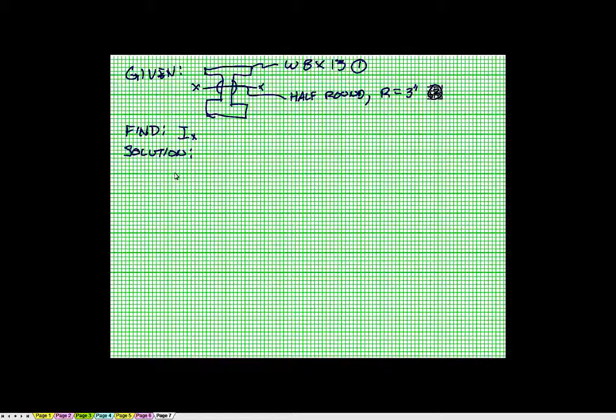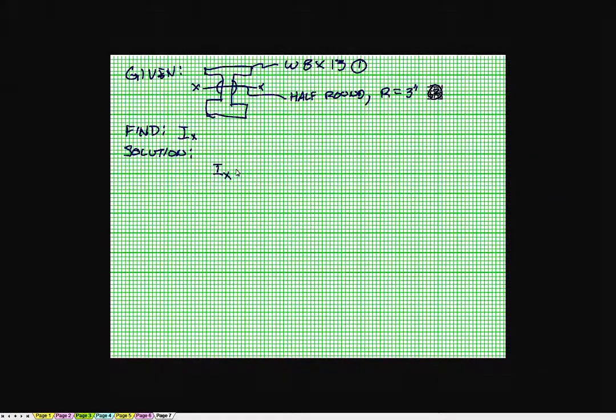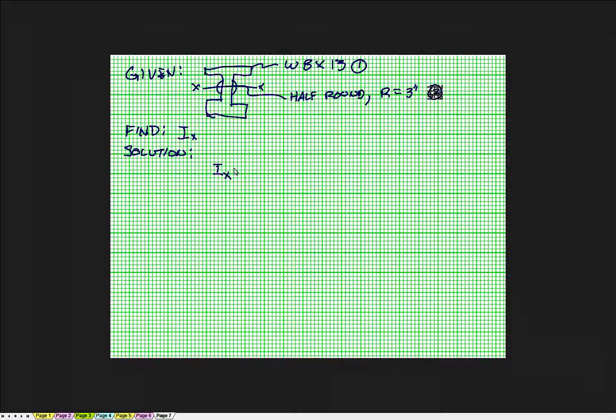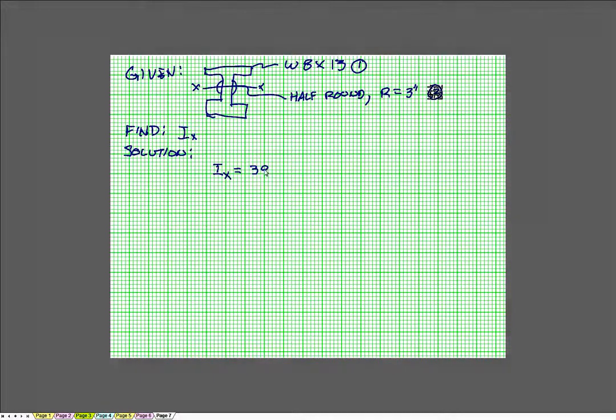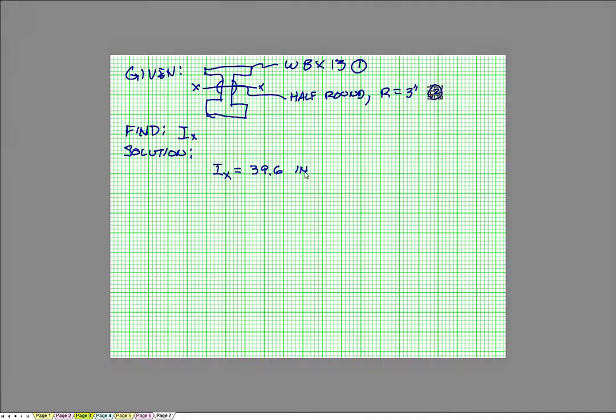First thing I do is I go to the back of the book, page 592. Make it simple on myself. I'm going to find that the moment of inertia for the W8 by 13 equals 39.6 inches to the fourth. Okay, so that's taking half the work right out of it. And that's for number one. Moment of inertia for the half round.